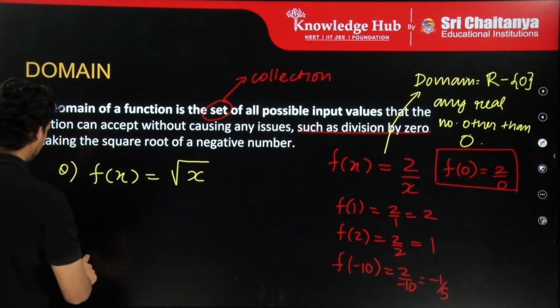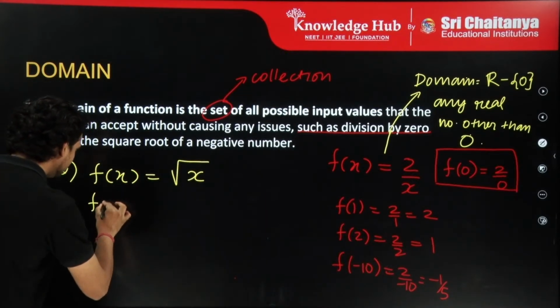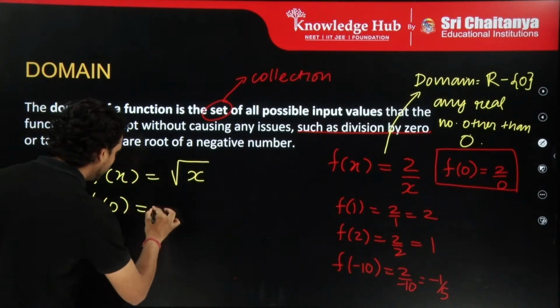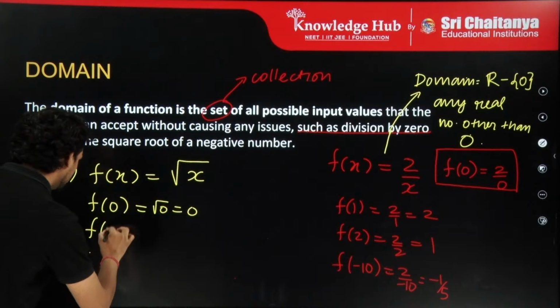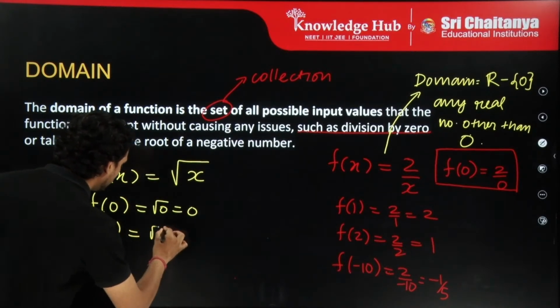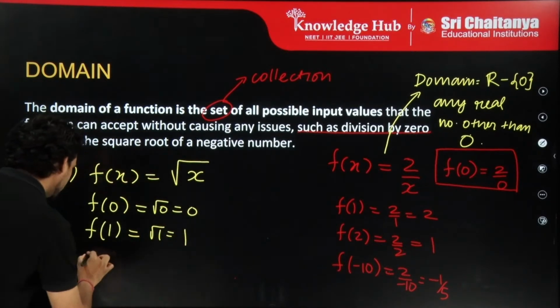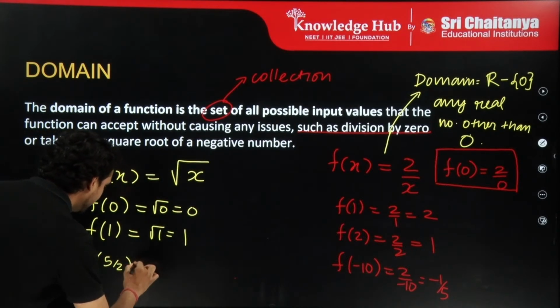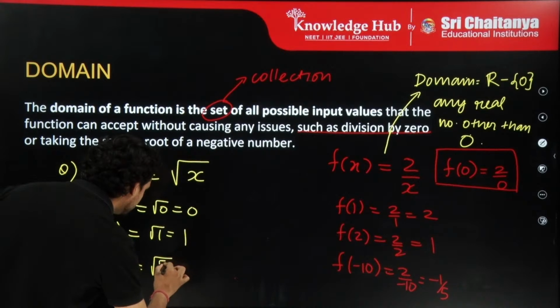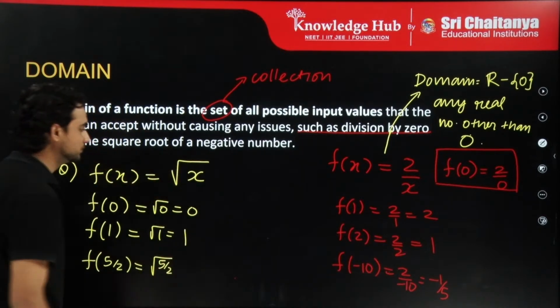So let's check. Can I give f of 0? Yes. For f of 0, I'll get root 0, basically that is 0. Can I give f of 1? Yes, I can give f of 1, I'll get root of 1 is equal to 1. Can I give f of 5 by 2? Yes, I can give 5 by 2, I'll get root of 5 by 2. That is some positive value.